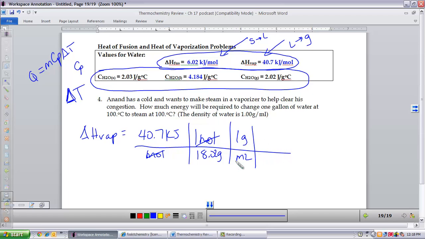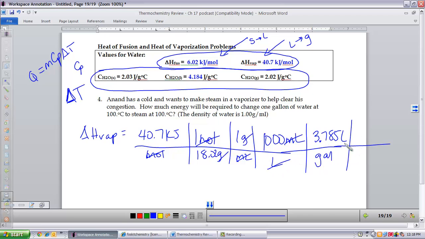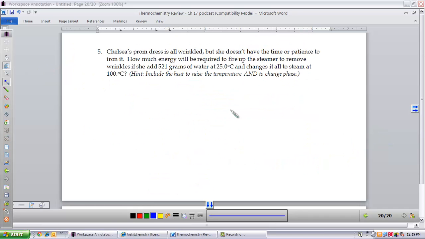That's something you do need to memorize. This is an exact number, so it has infinite sig figs. And we know that there are 1,000 milliliters in a liter. And then there's about 3.785 liters per gallon, which you would need to look up. Okay, we're getting closer. And if you'll notice, the problem tells us that there's 1 gallon, so we multiply it by 1 because that's how much we have. When we finish, we get that there's 8,550 kilojoules of energy required to boil 1 gallon of water.